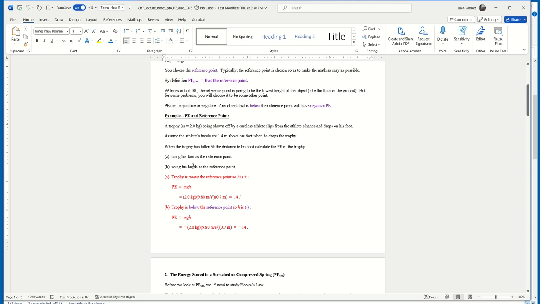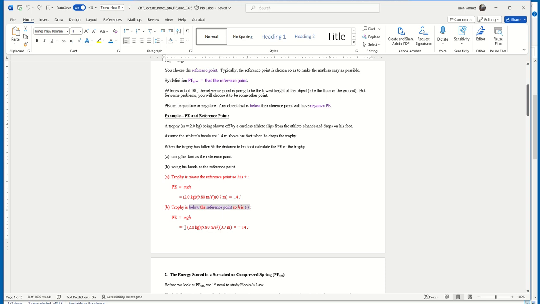So relative to that reference point, what is the PE of the trophy when it is fallen half the distance? Now again, when the object is fallen half the distance, it is now below the reference point. Because now we're using his hands as the reference point. So it starts off at the reference point. The PE is 0 initially. Then as it falls, it is now ending up below the reference point. So when it's halfway down, the PE is going to be negative because H is negative.